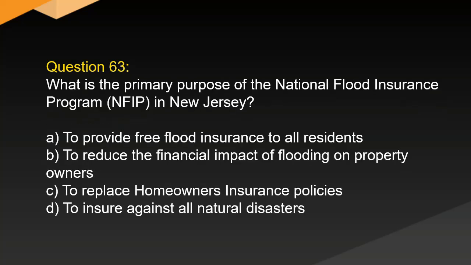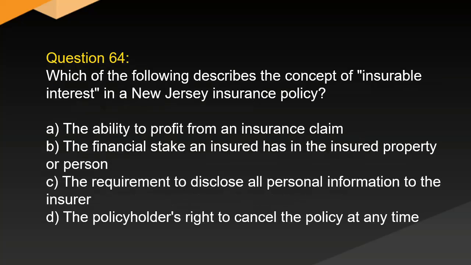Question 63. What is the primary purpose of the National Flood Insurance Program, NFIP, in New Jersey? A. To provide free flood insurance to all residents. B. To reduce the financial impact of flooding on property owners. C. To replace homeowners' insurance policies. D. To insure against all natural disasters.